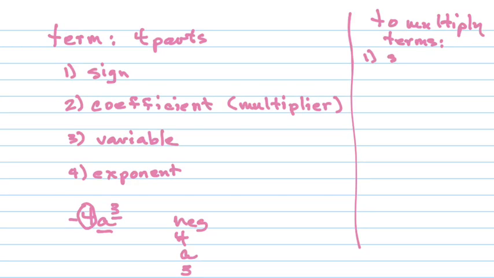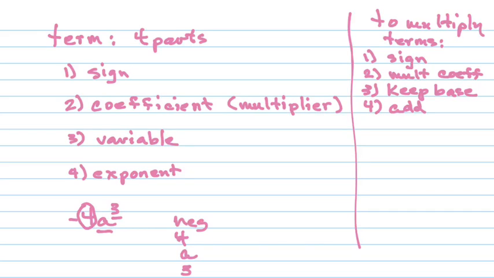First, do the sign. Positive times positive, negative times negative, etc. Second, multiply the coefficients. And again, the coefficient simply means the number part. Okay? Third, keep the base. And fourth, add exponents. Okay? So you always think about it in those ways. First, the sign. What's the number 1 mistake in algebra? Sign errors. Do the sign first, then multiply the numbers, keep the base, and add the exponents.